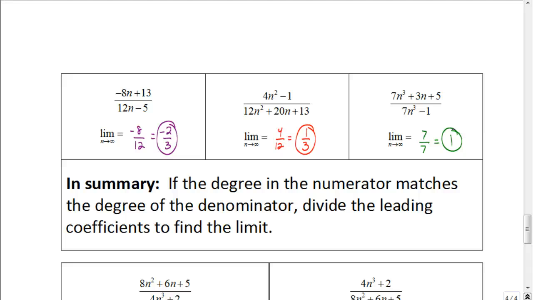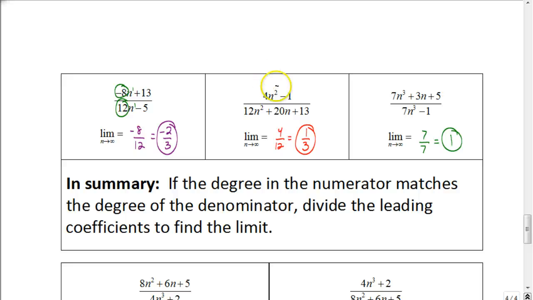Well, what I'm doing is, in the summary box, if the degree in the numerator matches the degree in the denominator, divide the leading coefficients to find the limit. What does that mean? Well, let's look at the first one. The numerator and denominator both have a degree of 1. So the degree matches in the numerator and the denominator. So then we take the leading coefficients, the negative 8 and the 12, and divide those. Well, negative 8/12 reduces to negative 2/3.